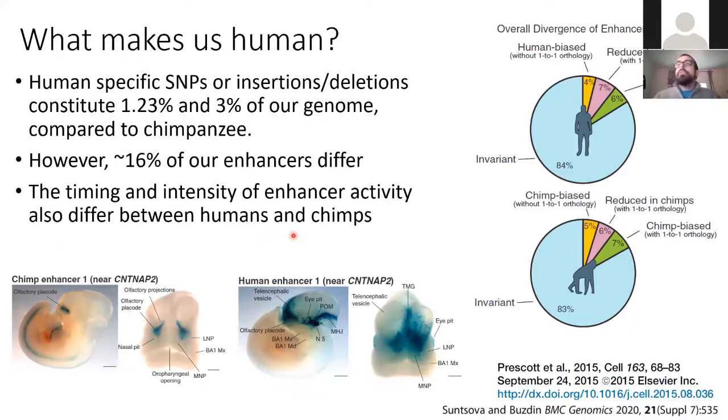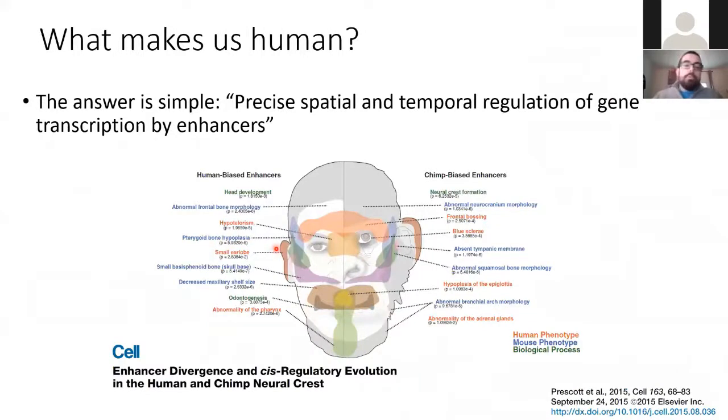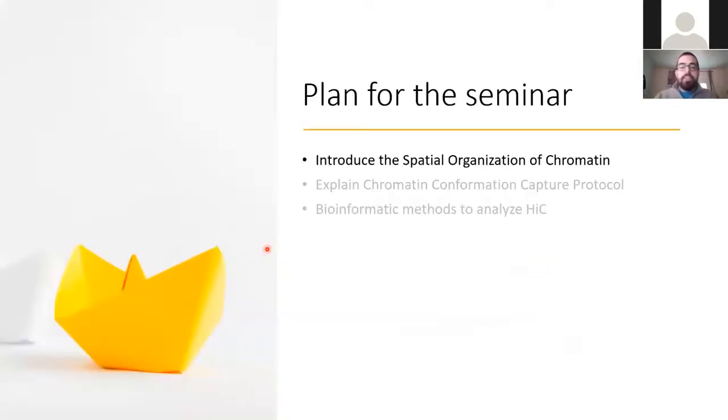So the answer to the question is simple. What makes us human? Well, it's the precise spatial and temporal regulation of gene transcription by enhancers. And this is regulated by the spatial organization of your chromatin, which is going to be the topic for today.